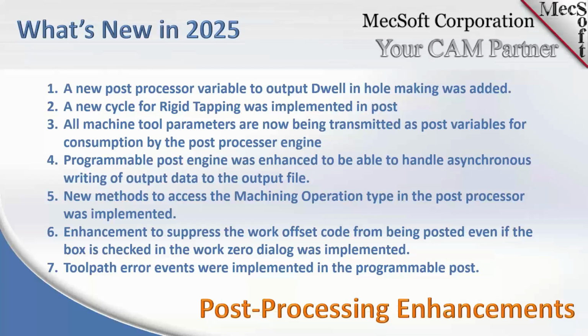And then new methods to access machining operation types. This helps us post different operations in different manners. And then enhancement to suppress the work offset code from being posted. That's also been added. And then also any toolpath error events were also added in the programmable posts. And this can trigger other things in the programmable post that the user might want to do.